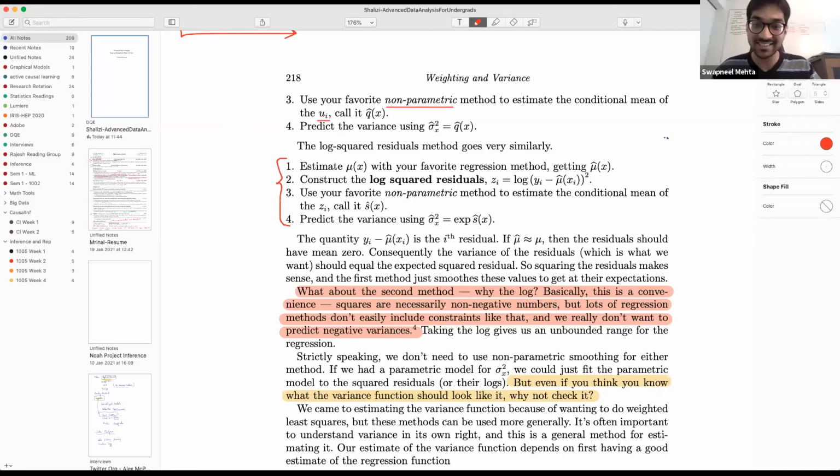Questions? Could you share the screen? I can't see where you're reading from. Oh, great point. Sorry. Thank you. Thank you very much.